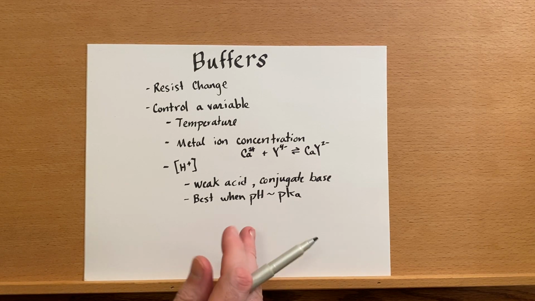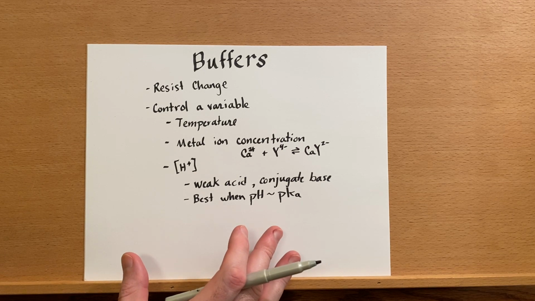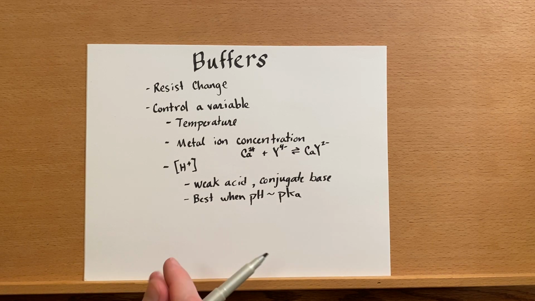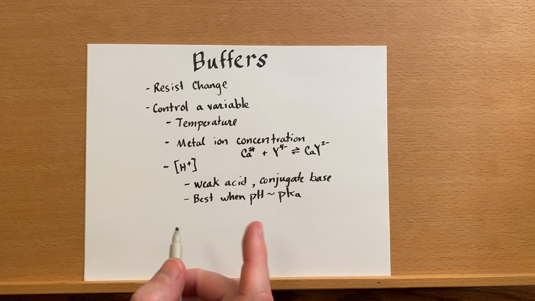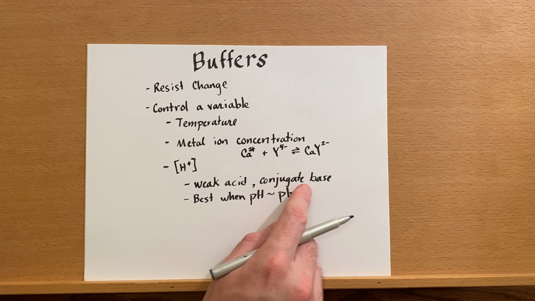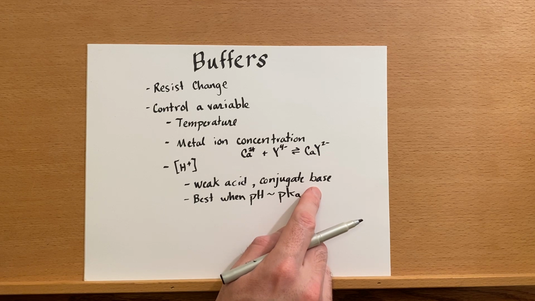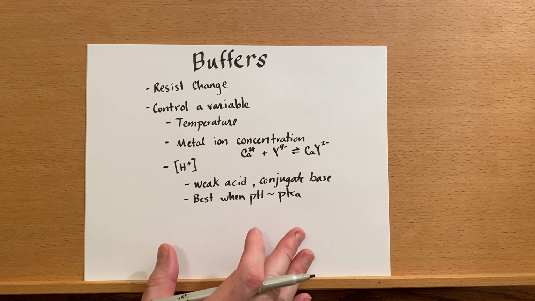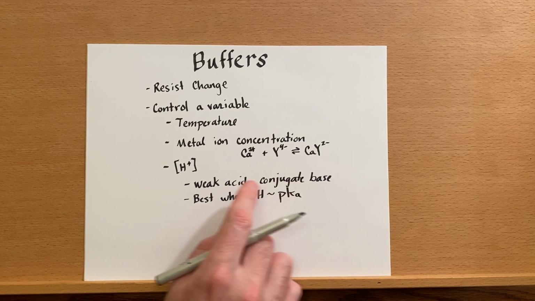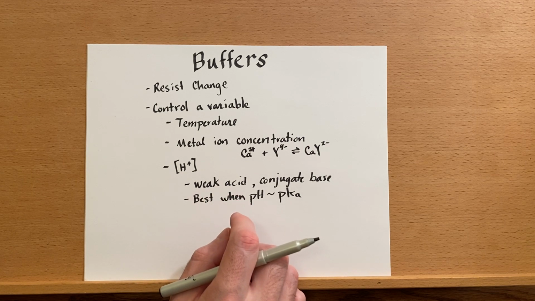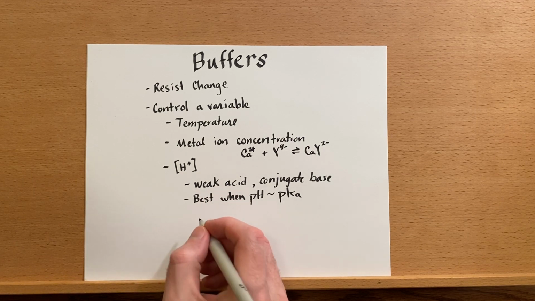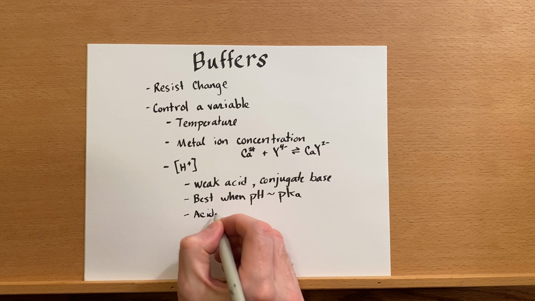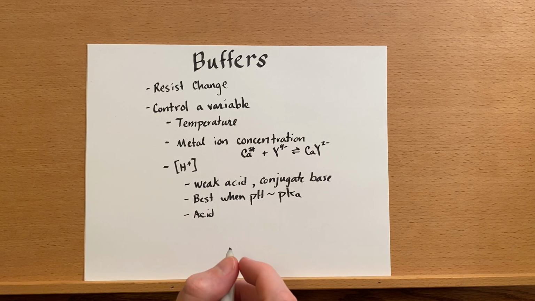This buffer will resist change if three things are added to the solution. If I add an acid to the solution, some of the conjugate base will react and use it up, and the pH will move a little bit down, but not a lot, because the conjugate base reacts with it and makes more weak acid. So, if I were to add an acid to this, only a small change in pH.